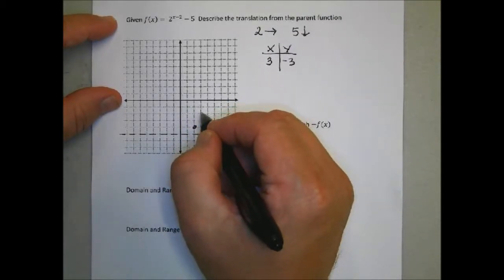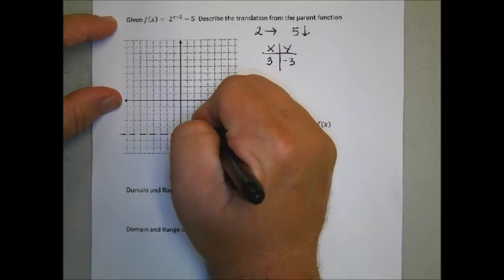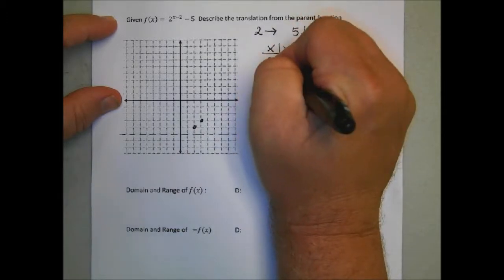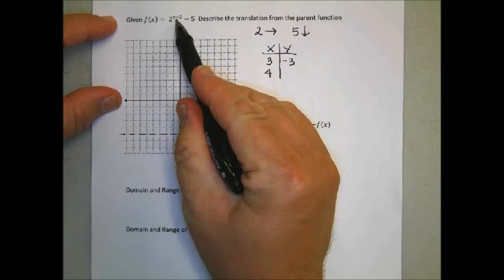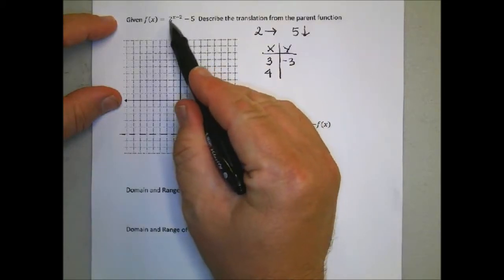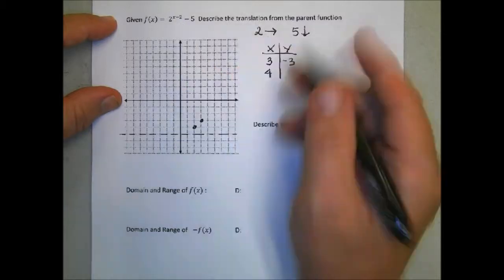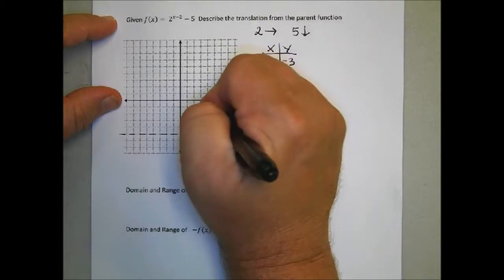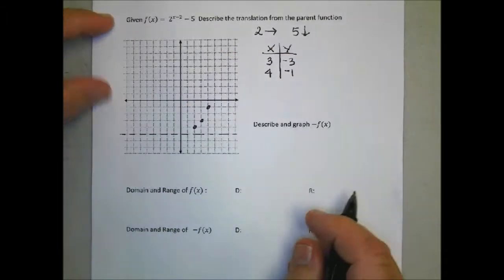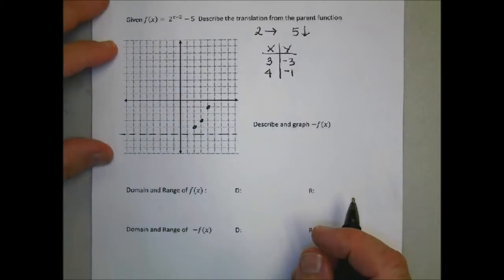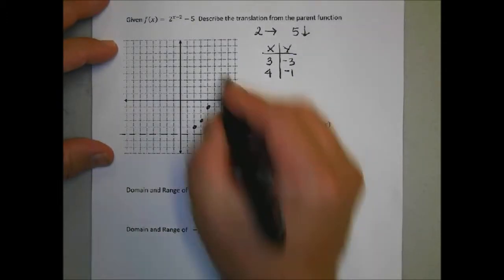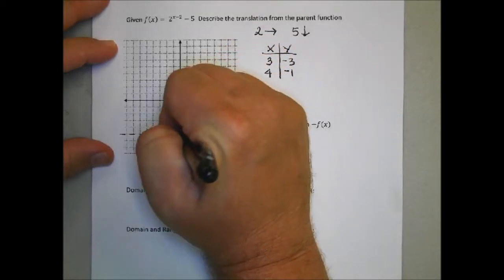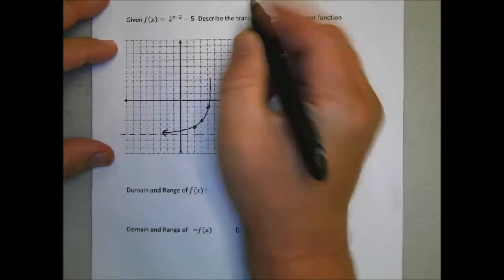1, 2, 3, negative 1, negative 2, negative 3. Let's just get one more point as well. So x equals 4. When x equals 4, plug it in. 4 minus 2 is 2. 2 squared is 4. And then 4 minus 5 is negative 1. So 1, 2, 3, 4, negative 1 is another point. So that gives us enough to work with as far as this exponential growth graph is concerned. We know it does something like that.